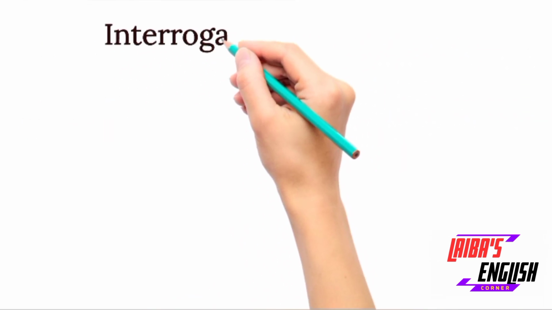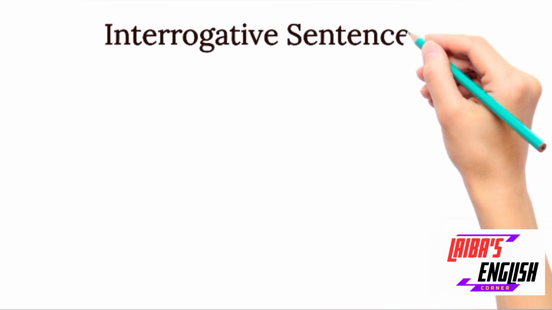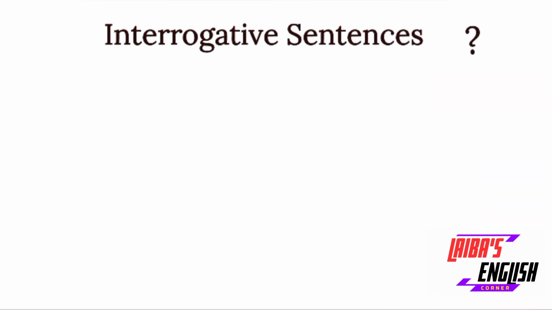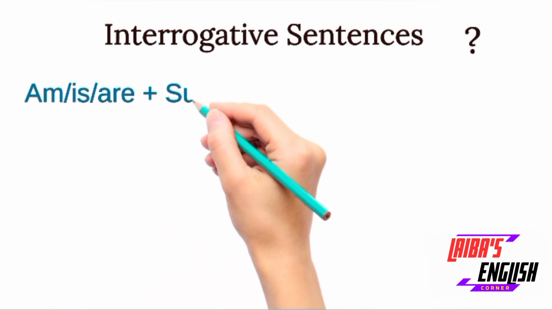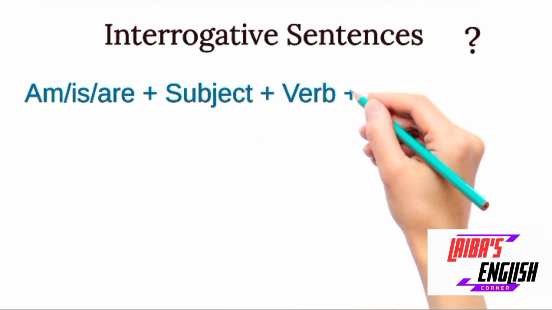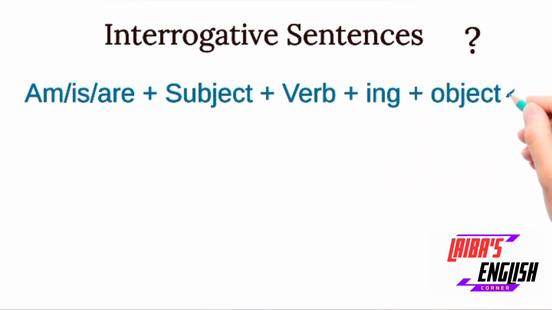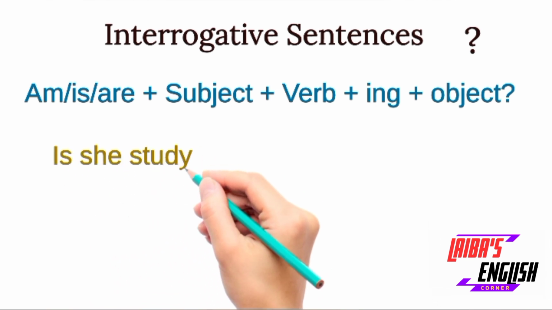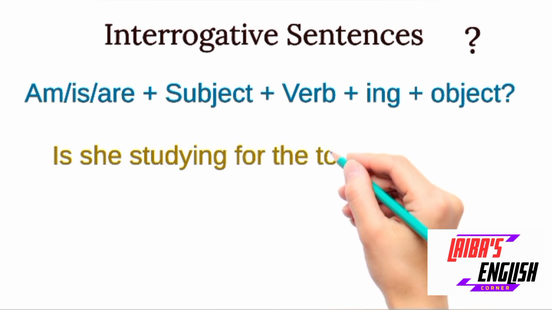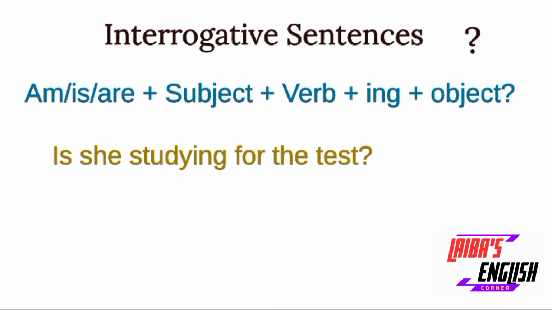Now we are going to move on to the third and last part, which is interrogative sentences. Interrogative is all about the question mark, meaning questions. Whenever we have interrogative sentences, you must understand that we are talking about questions. Whenever we have to make a question, remember one thing: we will put the helping verb at the start. By swapping, is, am, are will be the first thing, then the subject, then the verb first form plus ing plus an object, with a question mark at the end, which is a must.